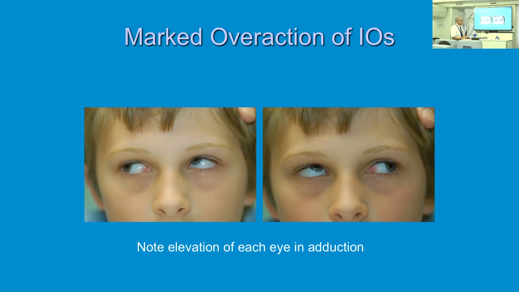And I mentioned this yesterday, but the way I determine that it's an over elevation is I look at the inferior limbus and compare the distance from the lid in one versus the other to see that there's a true over elevation there.